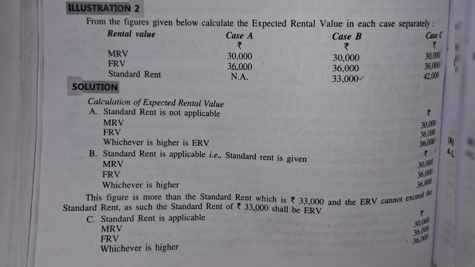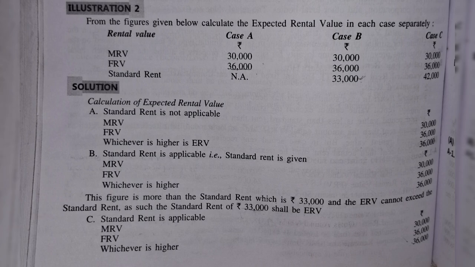In case B, MRV and FRV are the same just like in case A. So similarly, whichever value is higher is taken ahead. So 36,000 is the expected rental value. In this case, a standard rent is given. The expected rental value is 36,000, but according to the Rent Control Act, the standard rent is 33,000, which means we cannot go above 33,000. So the final answer will be 33,000. So expected rental value is 33,000.